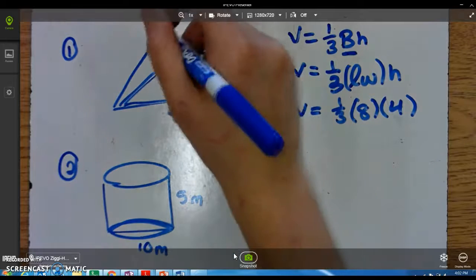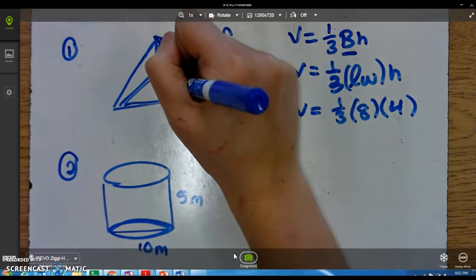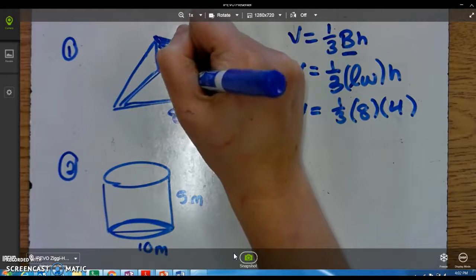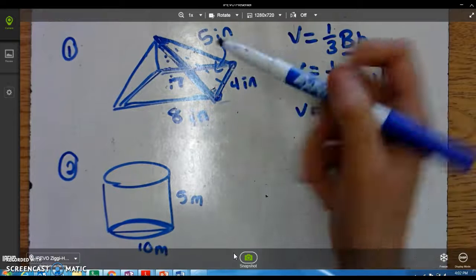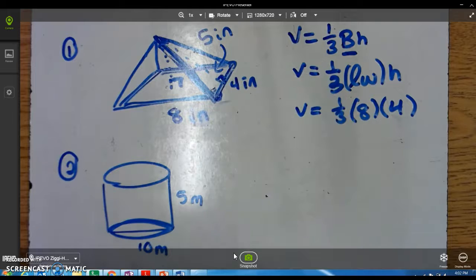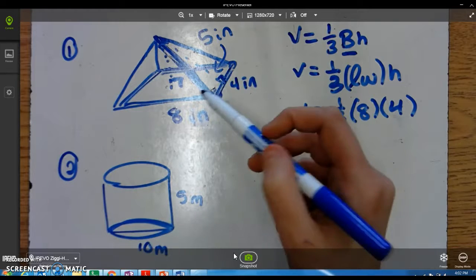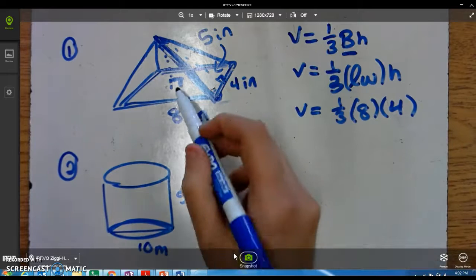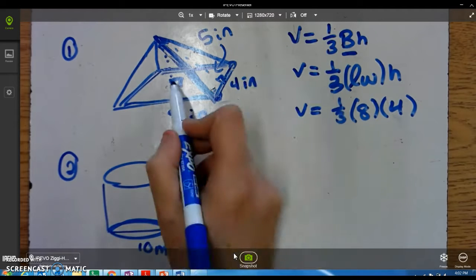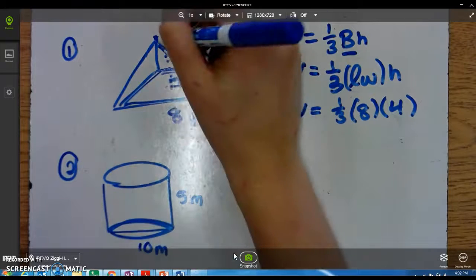Right? So I'm going to make a dotted line to the center of this because that is going to be the actual height. It has to make a right angle. This does not make a right angle with the bottom. It makes a right angle with this side. So we're going to use the Pythagorean theorem. I am going to make a triangle out of this.